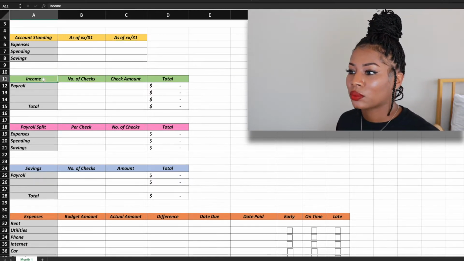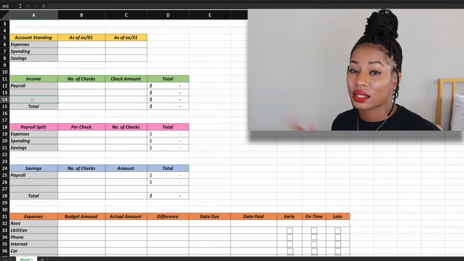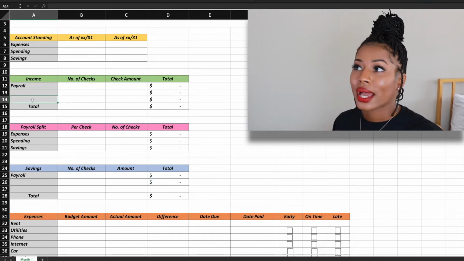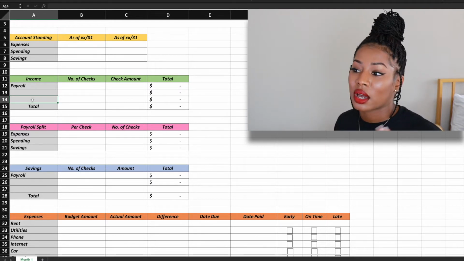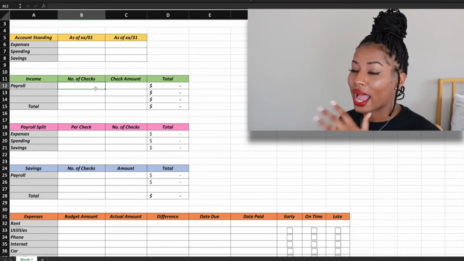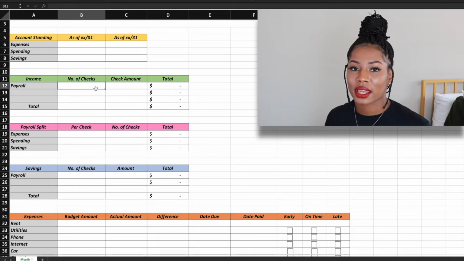Moving on to the next one, which is income. What are your streams of income? Payroll, side hustle, babysitting. What are your streams of income? And you will put those here. And how many times a month do you receive that income? For instance, you get paid every Friday, so you would count the number of Fridays in a month, and that's the number of checks that you receive in that particular month.